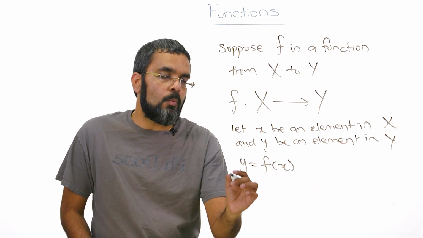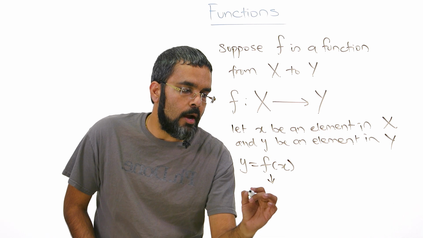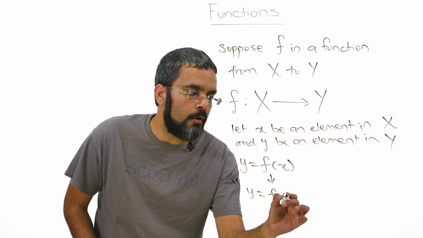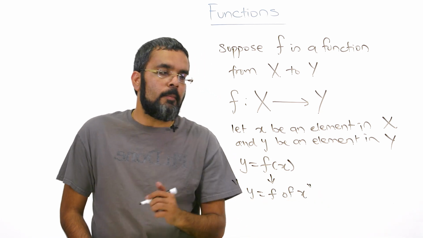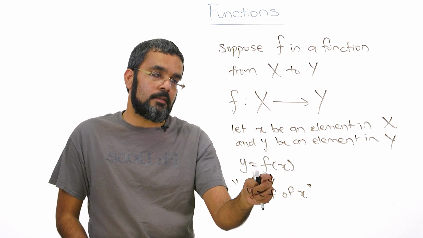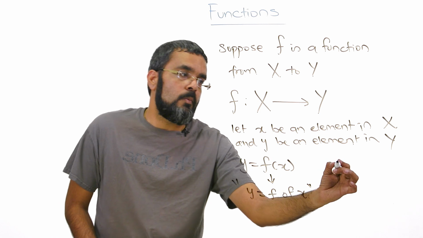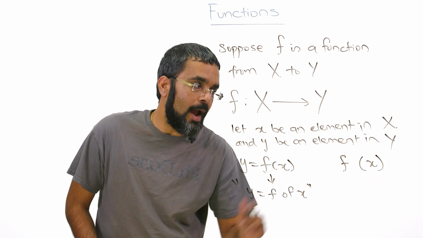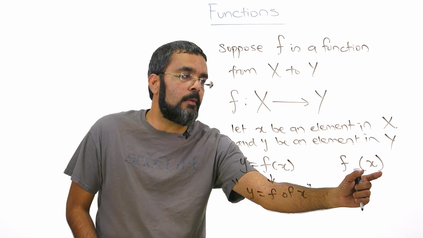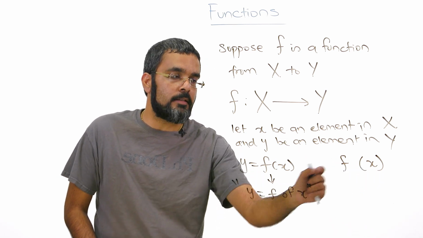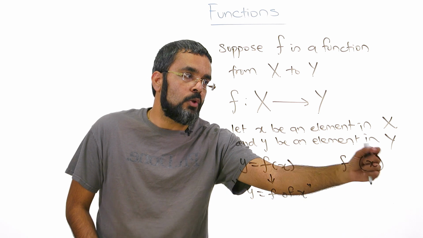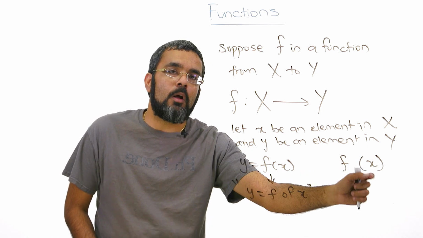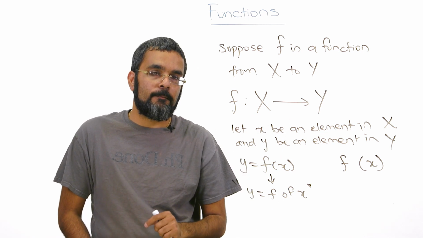We read this as y equals f of x. Remember, this is not f times x, and f without the argument x doesn't really make sense, right? So you have to write f and x together, and this is not a multiplication, it is f of x. It's a function of x. So x is what we call an argument for f.